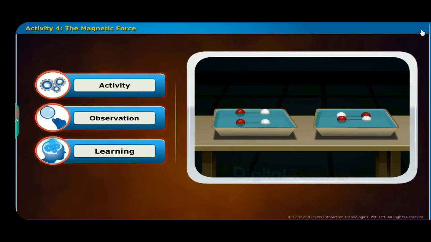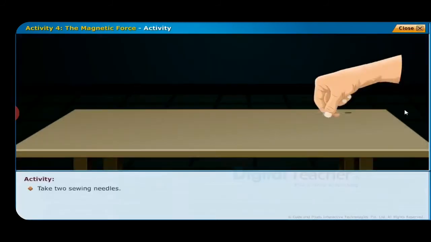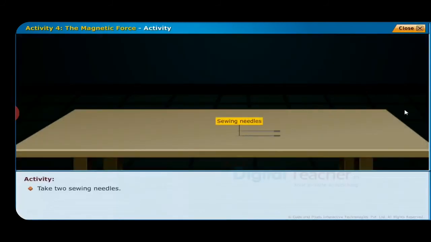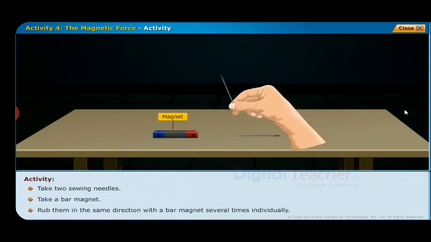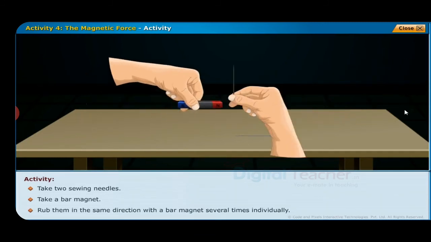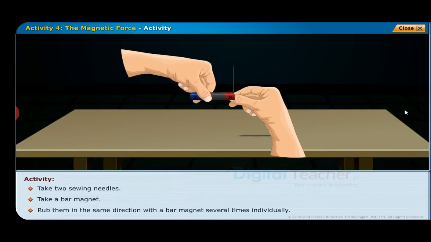Now, let us perform an activity to understand the magnetic force. Take two sewing needles. Take a bar magnet. Rub them in the same direction with a bar magnet several times individually.